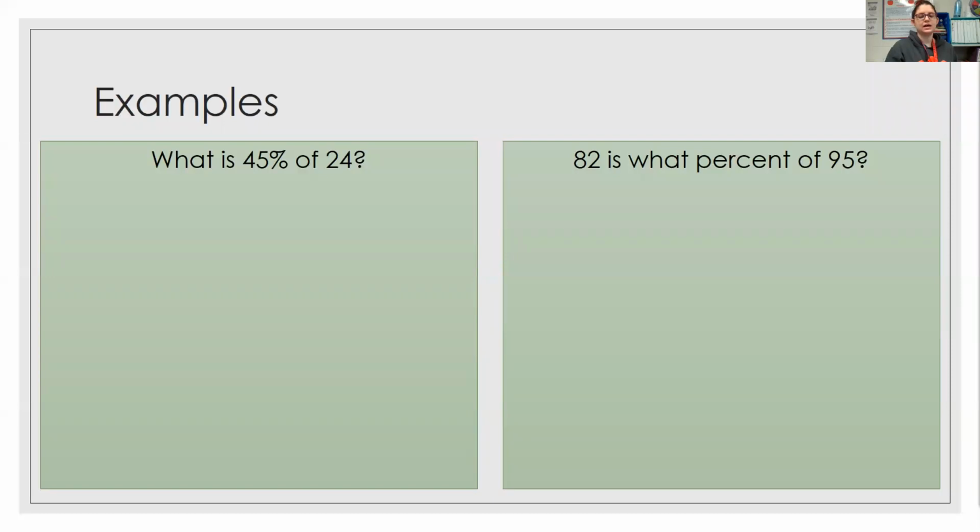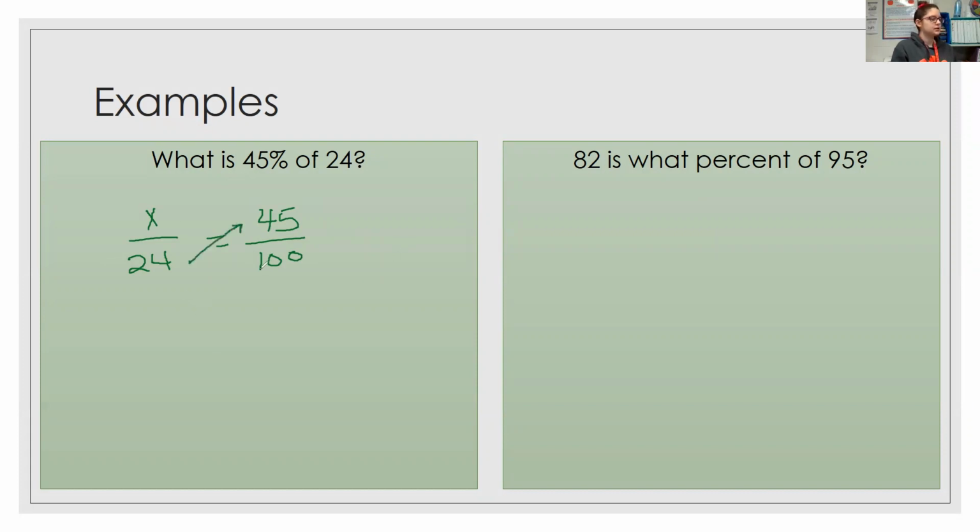Now you can see where that is over of phrasing comes in. We want to know what is, so we're looking for our is, that's where we will place x. What is 45%? So 45 over 100, that's where our percentage belongs, of 24, and 24 will go into the denominator. Now, like solving proportions, we're going to cross multiply and then divide.